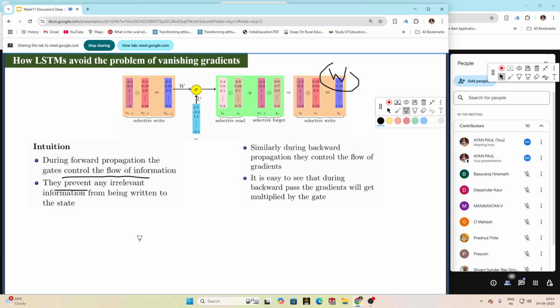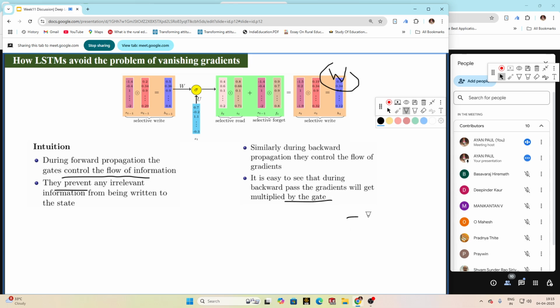Second, they prevent any irrelevant information from being written to the state. Similarly, during the back propagation, they control the flow of gradient. Earlier the gradient would be very large, but now we are selectively reading the gradient, selectively writing the gradient, and selectively forgetting information also. So it is easy to see that during the backward pass the gradient will get multiplied by the gate.